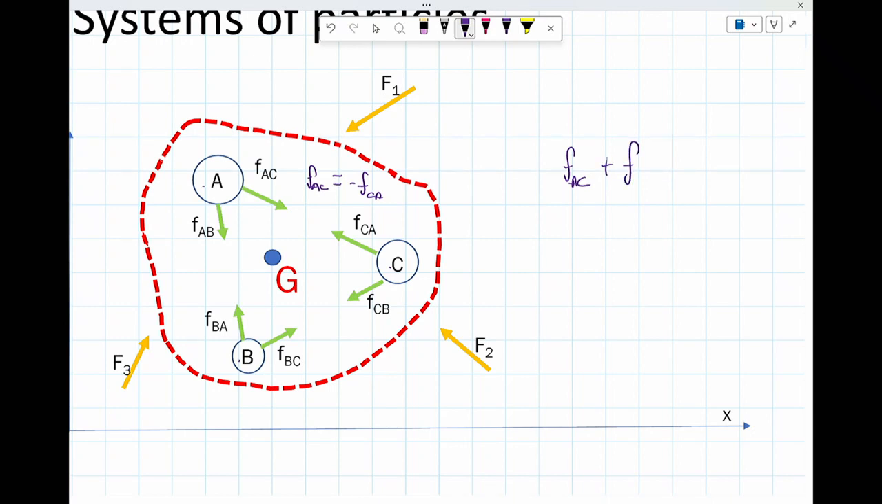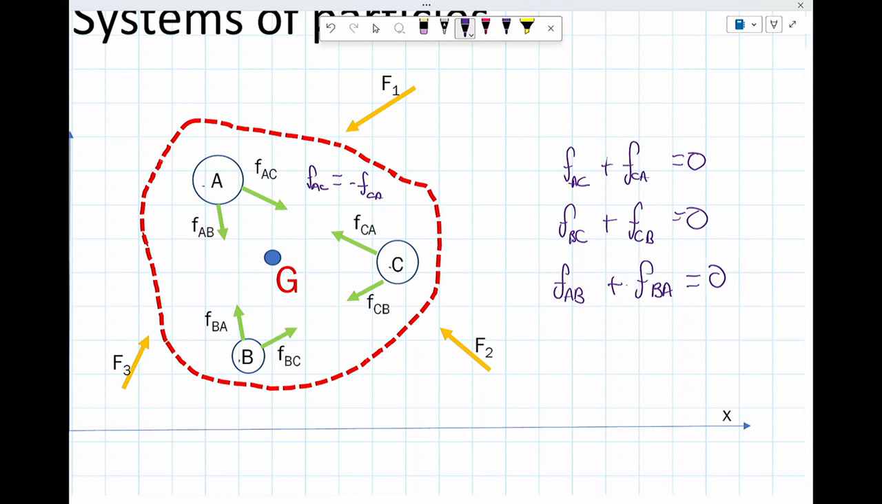Force of AC plus force of CA is equal to 0. Force of BC plus force of CB is equal to 0. Force of AB plus force of BA is also equal to 0. So if I add them all up, they disappear from my expression. What I'm stuck with are external forces, the yellow forces, F1, F2, and F3.